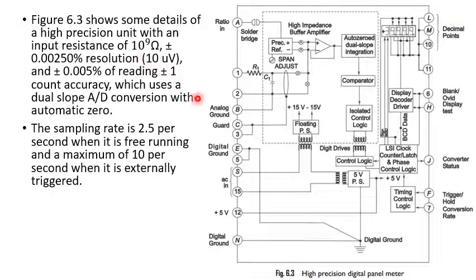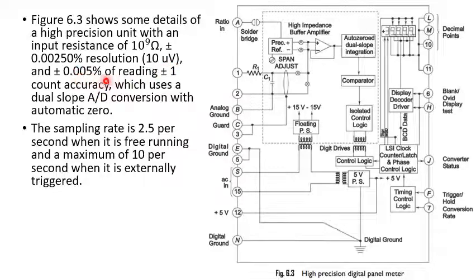One panel meter is shown here. This is available in your textbook. If you are able to remember this meter, remember it. It gives an internal resistance, or you can say an input resistance, of 10 raised to 9 ohms, with a resolution of 10 microvolts.